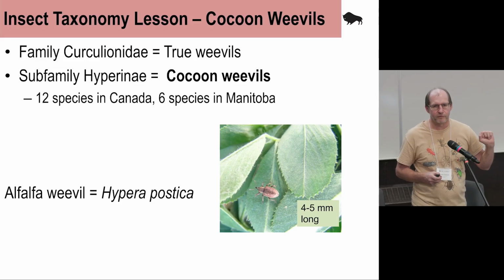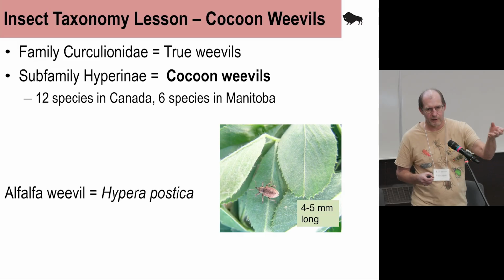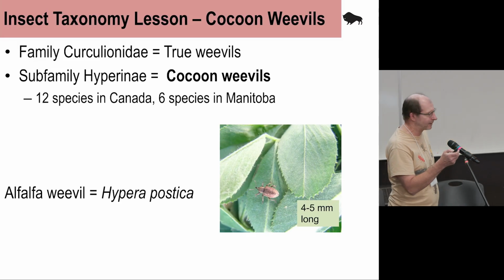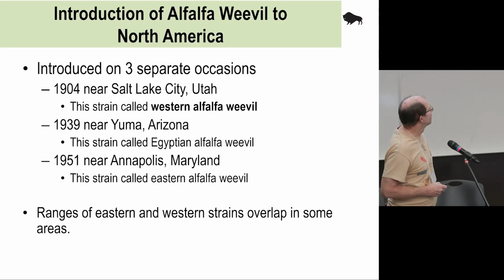Most weevils as a larva are just, I'll call it a naked larva in the soil or in a seed or whatever. Cocoon weevils is a bit different. They do make themselves a little cocoon, almost like a diamondback moth-like type cocoon. So their journey is a little different than the other two.